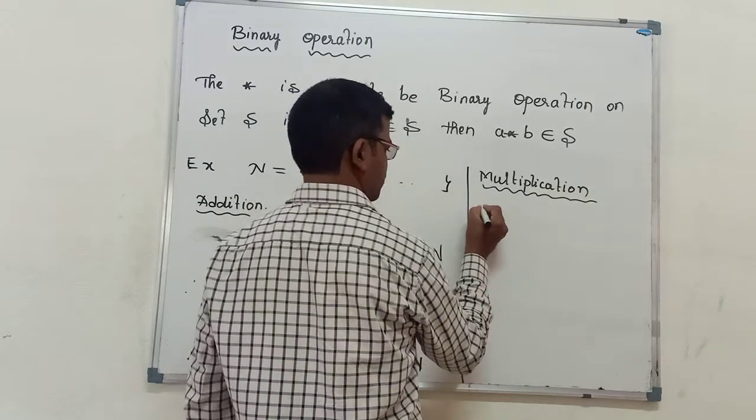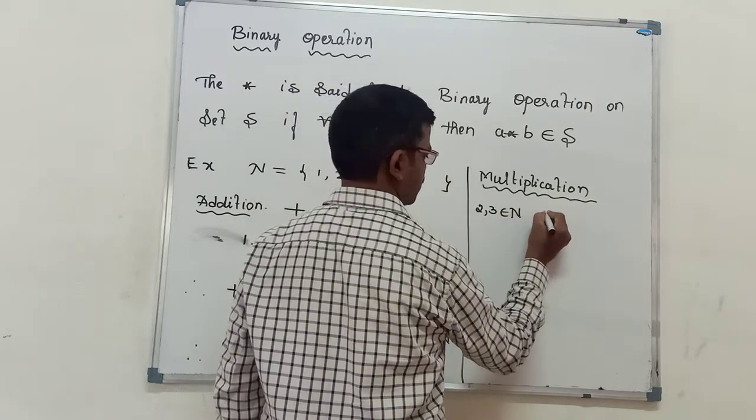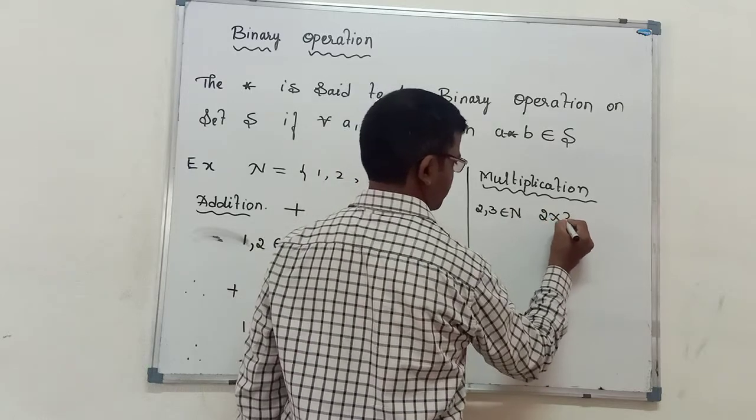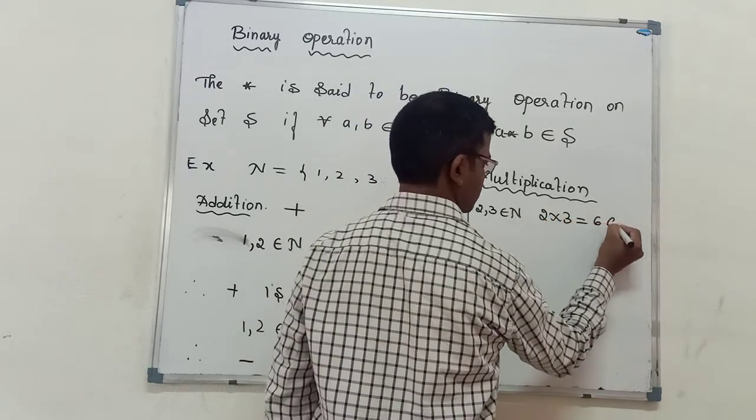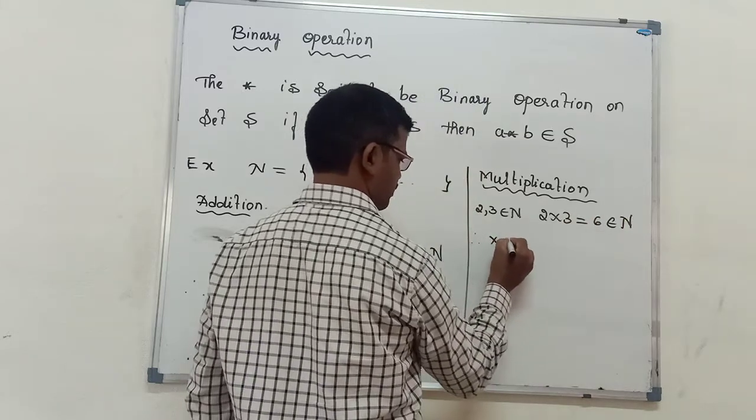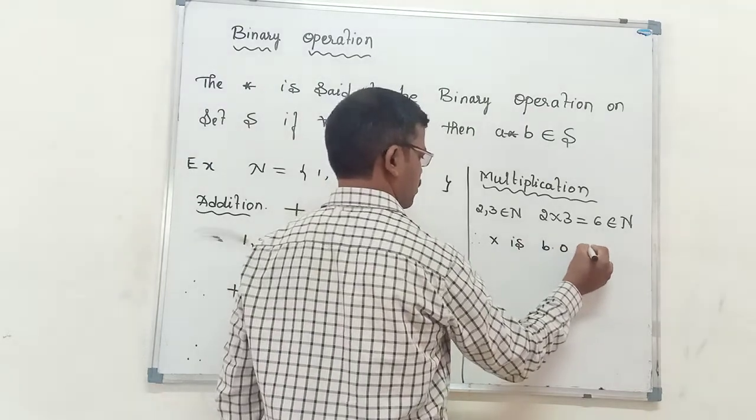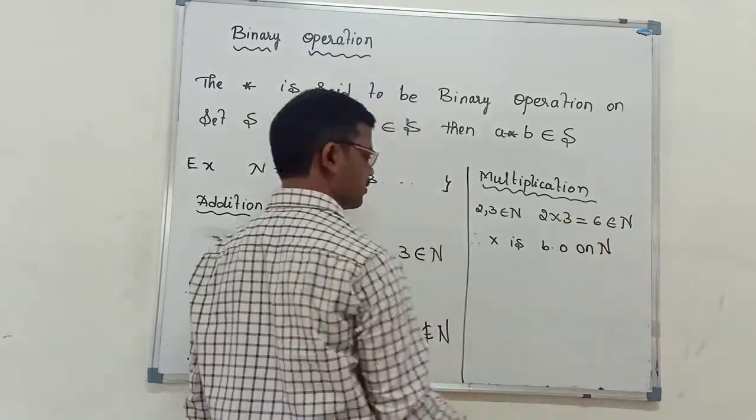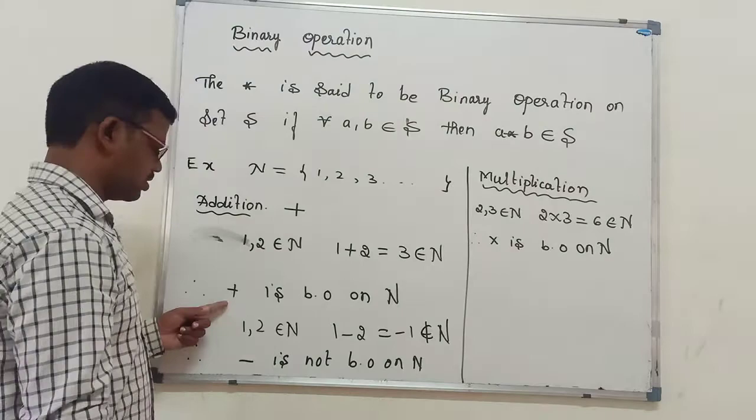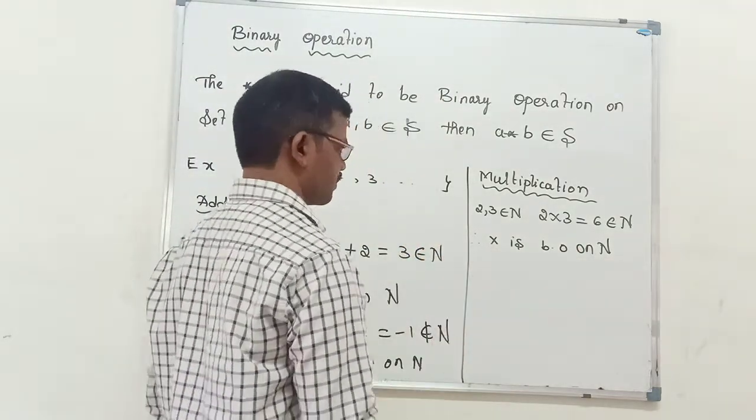So let me select 2, 3 belonging to the natural numbers. Then operate with 2 into 3. 2 threes are 6, and 6 belongs to N. Therefore, multiplication is a binary operation on N. So from here we come to know that addition and multiplication are binary operations on N.